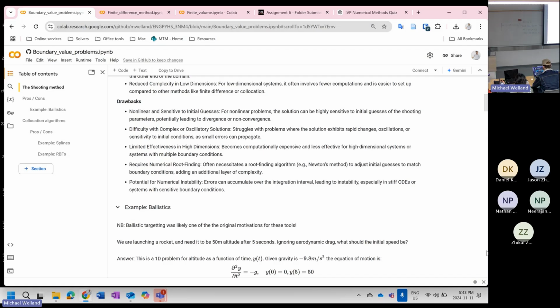Numerical root finding, well, guess what? Any implicit method has root finding anyway, and numerical stability.